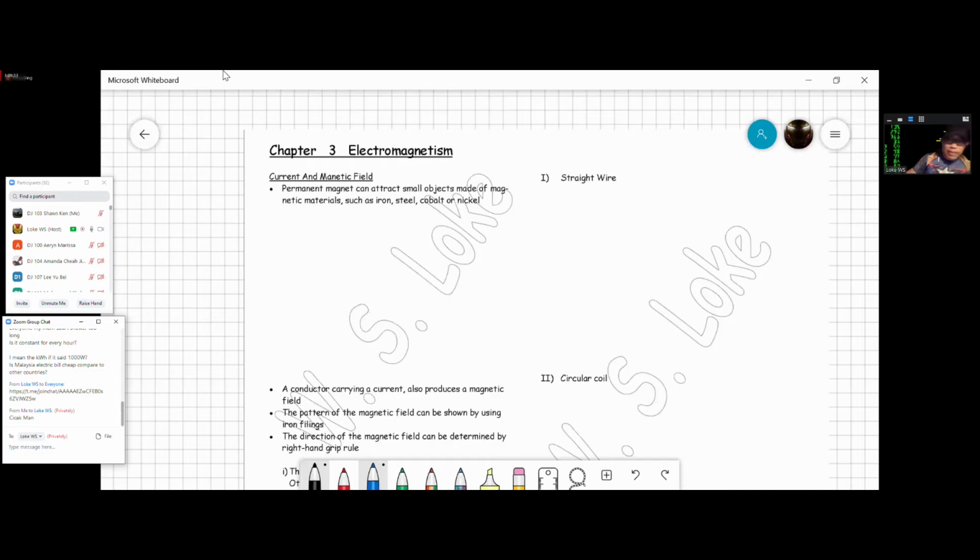We're going to learn. Okay, class, we're going to enter the new chapter called electromagnetism. In Bahasa Melayu, kita namakan sebagai keelektromagnetan.